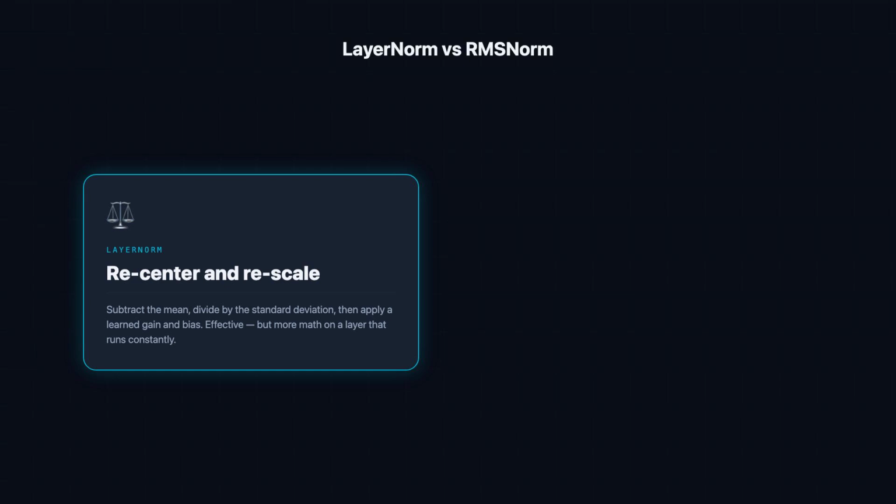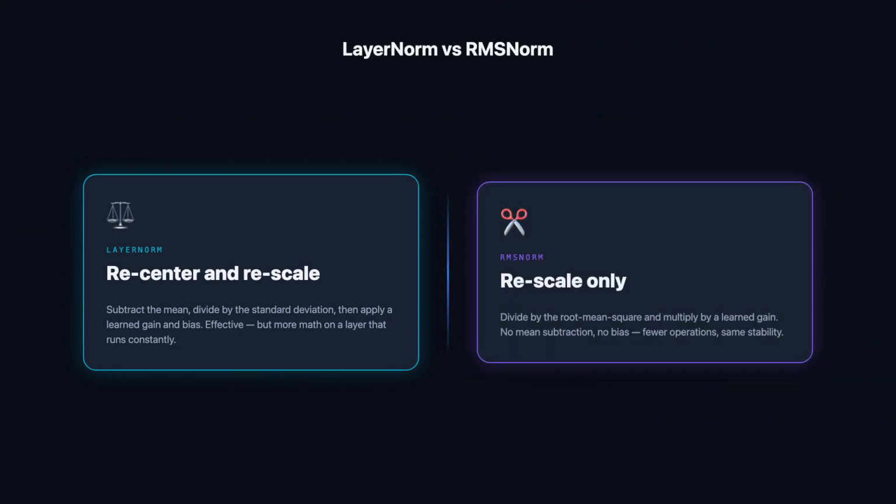RMSNorm asks a sharp question. Do we actually need the recentering at all? Its answer is basically no. It keeps only the rescaling, dividing each activation by its root mean square, then multiplies by a learned gain. There is no mean subtraction and no bias term anywhere. Fewer operations, the same stabilizing effect, and the researchers showed the quality simply holds.